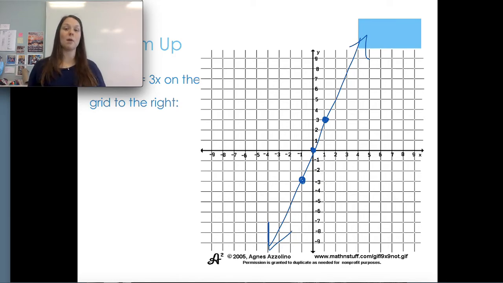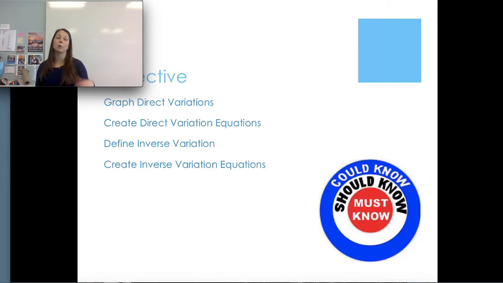That's a pretty good warm-up, just getting us back into this motion of how we graph equations, and this one's linear, so hopefully that was a little bit easier for you to graph. Our objectives for today: we're going to graph direct variations, we're going to create direct variation equations, and then we're going to do the same thing for inverse variation.